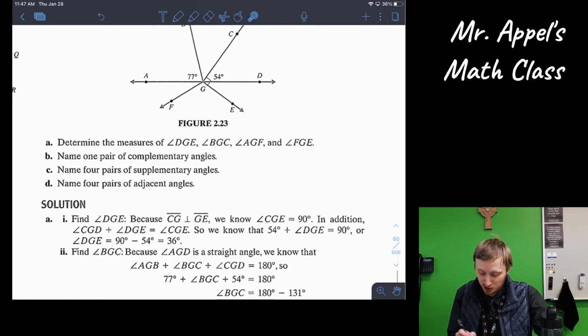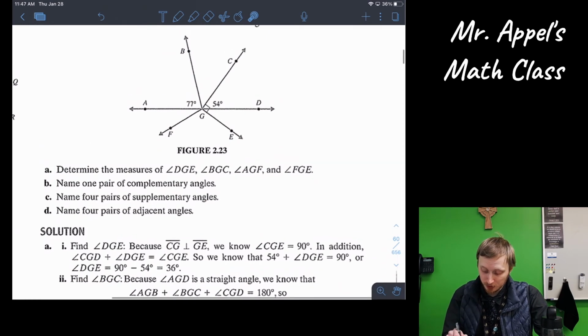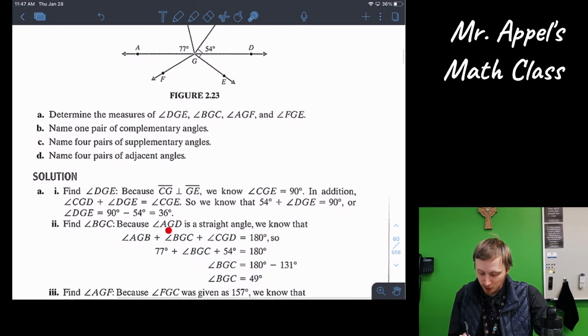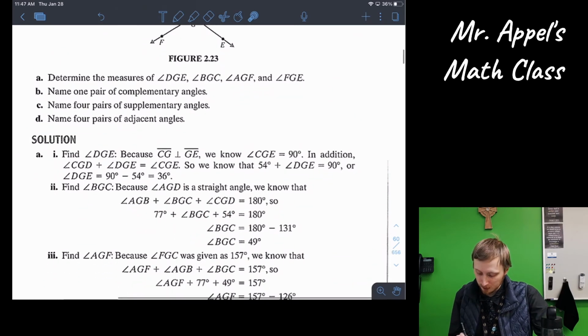To find BGC, which is here, we know AGD is a straight angle. We can see that from the diagram. And we know that AGB plus BGC plus CGD all together form that straight angle, or 180 degrees. So fill in what we know: 77 plus the unknown plus 54 is 180. Combine, subtract these from both sides, and BGC is 180 minus 131, or 49 degrees.